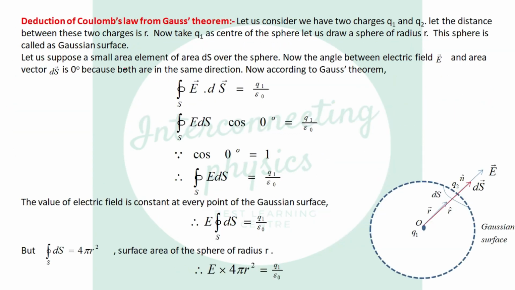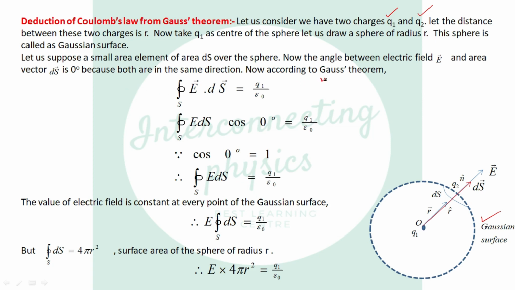Now let's see further deduction of Coulomb's law from Gauss theorem. We can derive Coulomb's law from Gauss theorem, and we can also derive Gauss theorem from Coulomb's law. So let us derive Coulomb's law from the Gauss theorem. For that, let us suppose we have two charges q1, q2. Let the distance between two charges be r. Now take q1 as center and r as radius. Draw a sphere around the q1 charge, and we consider this sphere as Gaussian surface. So now we are deriving Coulomb's law from Gauss theorem. Let us start from Gauss theorem.